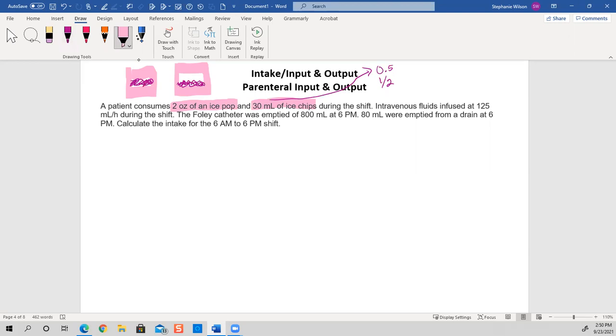Okay, so we're going to read off the rest. It says they have an infusion of 125 milliliters per hour. So we have a parenteral intake going on as well. And then the catheter emptied 800 milliliters at 6 p.m. Then it says 80 milliliters were emptied in a drain. So it could be a wound drainage. I didn't get into the science part of it. We just know that there's a drainage that the patient is suffering from, and it was at 6 p.m. So we have all this information.